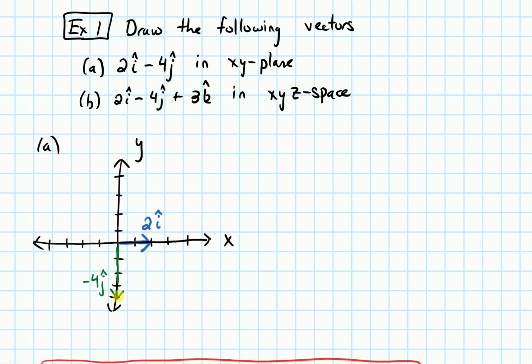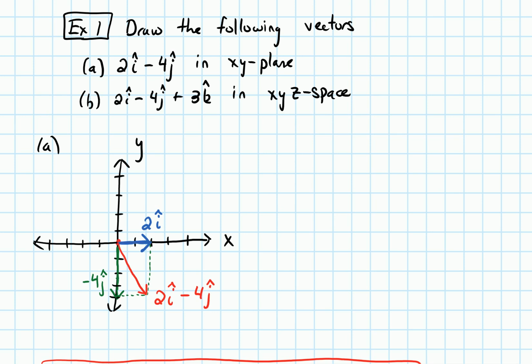So I'm going to do our parallelogram law. So I'm going to make a parallelogram. In this case, that's actually just going to be a square. Okay, so now I need to draw the diagonal of this. So starting at the tails of these vectors, and I draw a vector to the opposite corner of this parallelogram. And that is 2i minus 4j. It's 2i added to negative 4j.